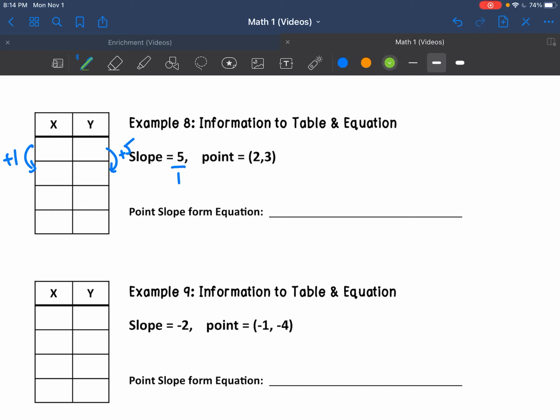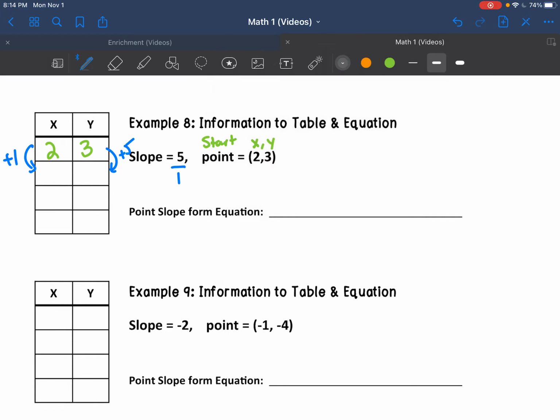Now we're given a start point, right? This is our start point. So we have 2, 3. Well, remember, it's going to go x comma y. So we have 2, 3. We don't have to do the opposite yet, right? We're not going from an equation to a table. We're going from information, dropping it onto a table.